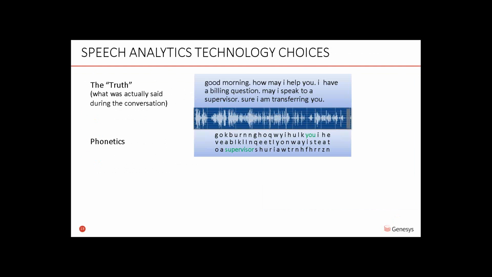Furthermore, because phonemes are individually meaningless, the user always needs to tell a phonetic engine what to search for, because otherwise the phonemes by themselves are meaningless. So it's impossible for a purely phonetics engine to automatically discover words or anything else because of the nature of phonemes being meaningless.